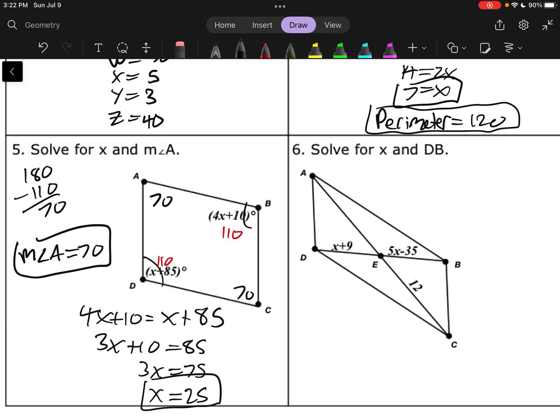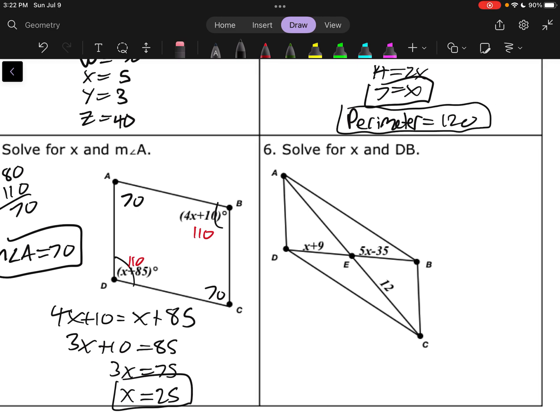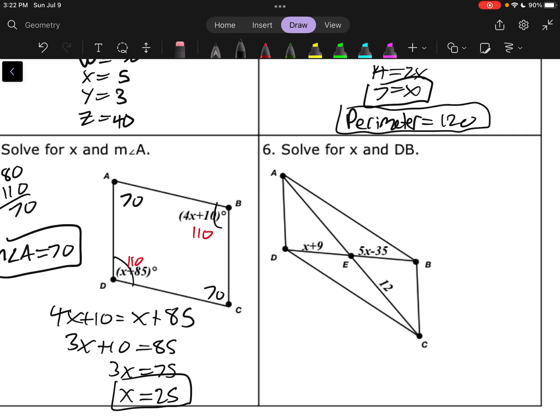Then lastly, this one says solve for x and dB. That 12 is just a complete distraction. If the diagonals are drawn in like this, we know that they bisect each other, so it should be the x plus 9 that is equal to the 5x minus 35. If I subtract the x, I get 4x. Adding the 35 over there is going to give me 44 is equal to 4x. So x ends up being 11.